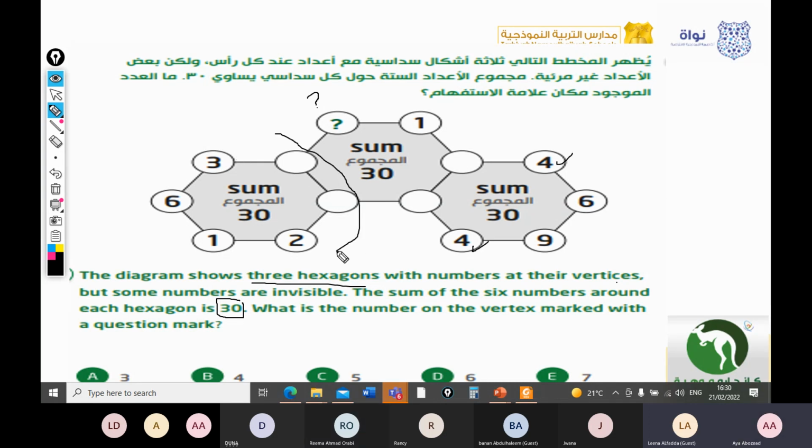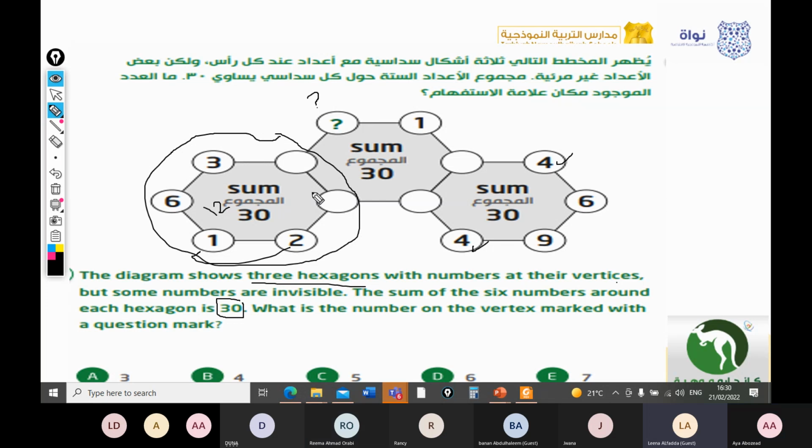To make this hexagon 30, which numbers do you think we will put? 2 and 1 is 3. 3 and 3 is 6. 6 and 6 is 12. So how many do you need here to make the 12 into 30? Only two numbers.